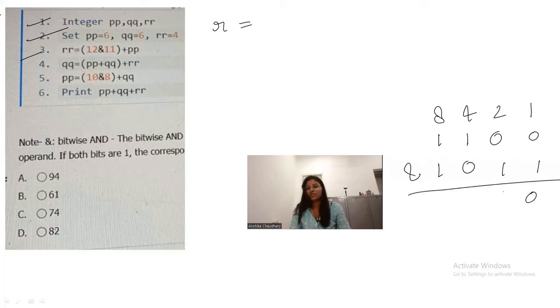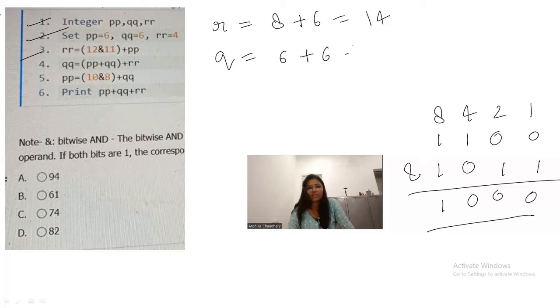0 1 0 0 1 0 1 0 0 1 1 1. So what will it become actually? It will become 8 plus P. P was 6. So this value will become 40. Now from here, we have to find out the value of Q. So it will become P plus Q. So P value was 6 plus Q value was 6 plus R. R value was 14 from here. So what will it become? So it will become 14 plus 6, 20 plus 6, 26.